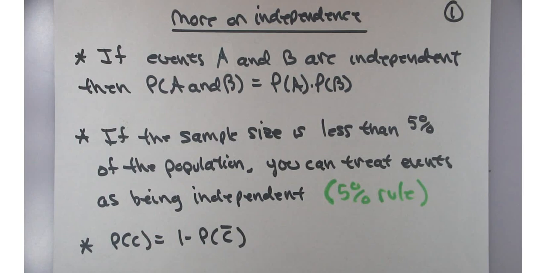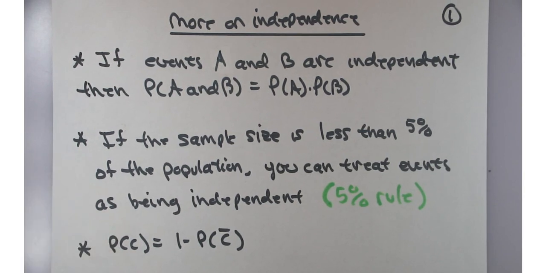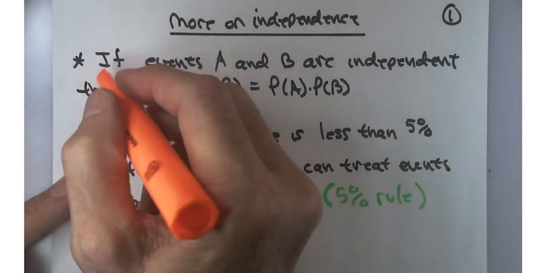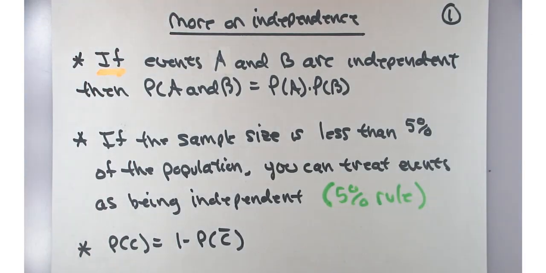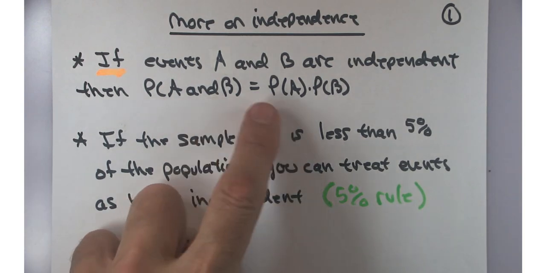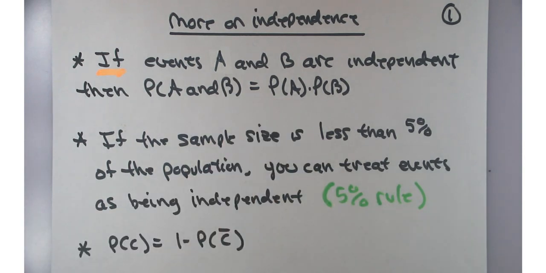So today we're going to focus on a little bit more of a deeper understanding with independent events. As we go through this material, there's going to be some things that you're going to need to take note of. So we're starting out with those ideas here first. And I guess I'd underline if right here. If events A and B are independent, then you can calculate the probability of A and B as the product of their probabilities. So that's one important idea.